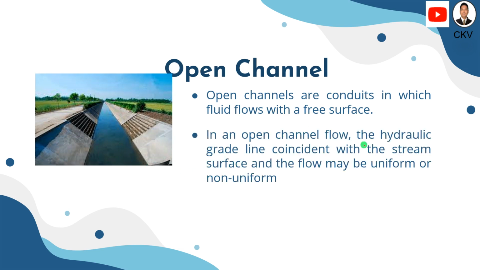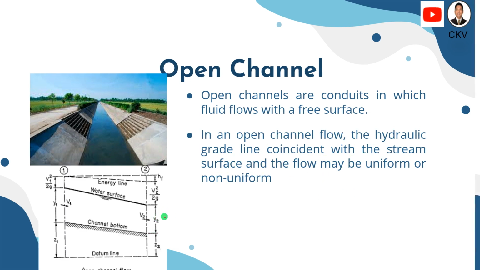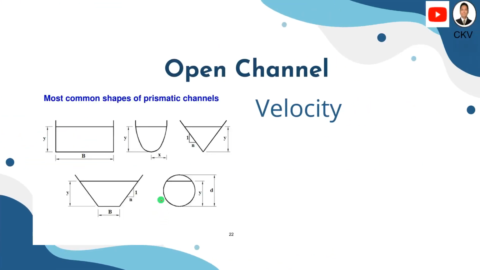In an open channel flow, the hydraulic grade line is coincident with the stream surface, and the flow may be uniform or non-uniform. In an open channel, these are the most common shapes that are being used: rectangular, parabolic, triangular, trapezoidal, and circular.